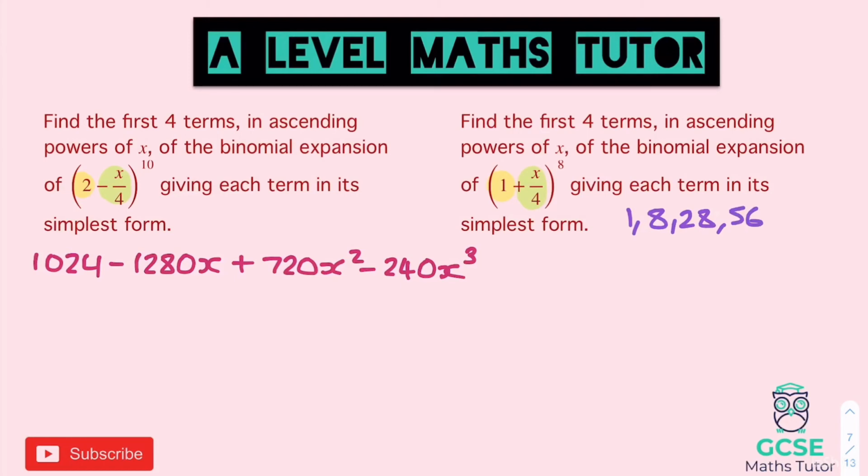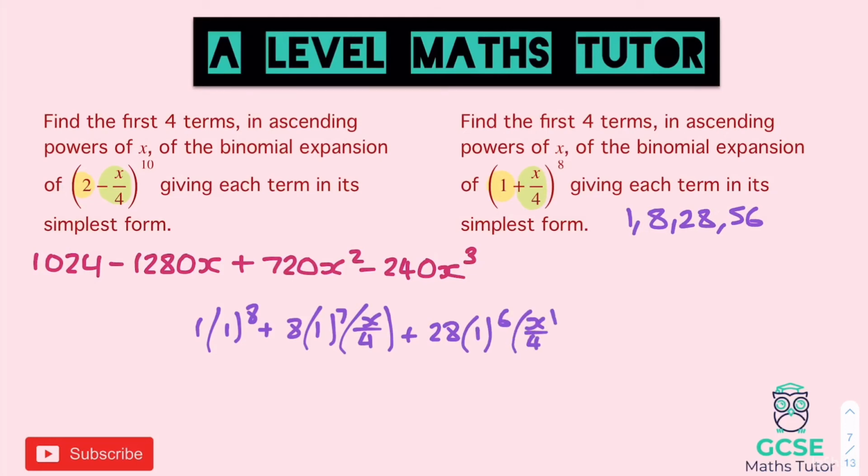Okay, so I'm going to do this down here. We have one lot of the 1 to the power of 8, then we have 8 lots of the 1 to the power of 7, and then the x over 4, and then we have 28 lots of 1 to the power of 6, and then the x over 4 squared. And for our final piece, we have 56 lots of 1 to the power of 5, and the x over 4 to the power of 3.